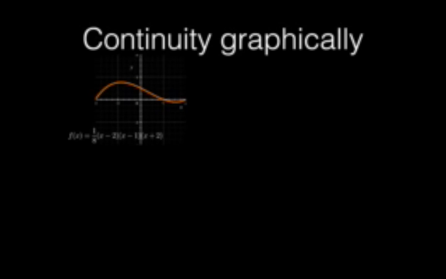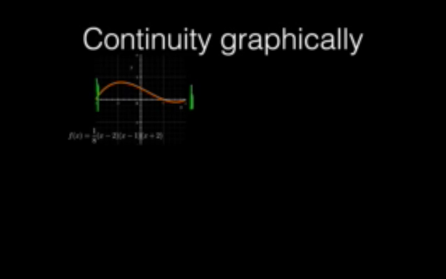I will now show you some graphs of some functions and how we can use the graph to identify the continuity of the function. So let's go ahead and start with f of x equals 1/8 of x minus 2 times x minus 1 times x plus 2. And we can see its graph looks like this. It's a cubic function. And we're just going to be looking at the interval that the function is graphed on because we're analyzing this visually and we don't know what's happening outside of this region.